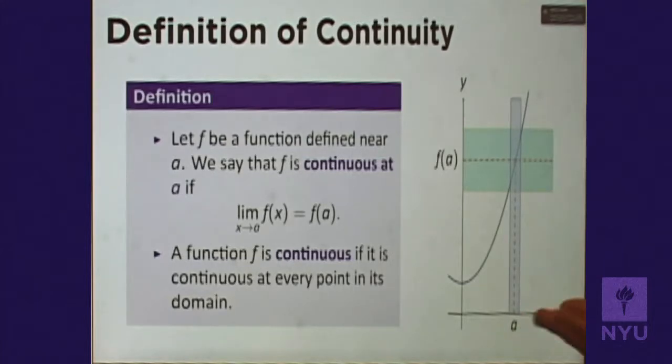Now on the right here we have a picture using the error and tolerance game, what it means for a function to be continuous at a point. The limit of the function equals the value. So no matter what horizontal band is drawn around the value f of a, I can draw a vertical blue band around x equals a, which will squeeze the graph inside that horizontal band.